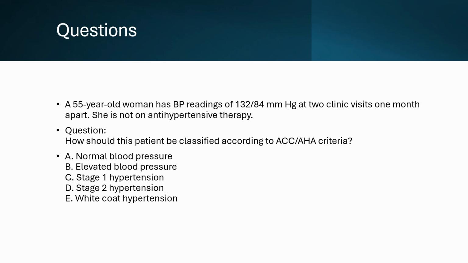A 55-year-old woman has blood pressure readings of 132 over 84 at 2 clinic visits 1 month apart. She is not on antihypertensive therapy. How should this patient be classified according to ACC-AHA criteria?